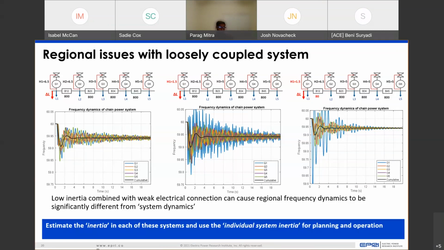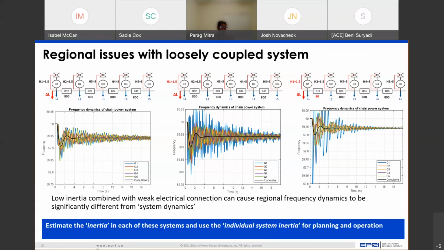Now let's get into what this regional issue with a loosely coupled system is. If you look at the system on the very left side, you will see that we have 5 generators connected through pretty strong transmission lines. The susceptance of these lines is around 800, which means it's a very strong connection, and all of them have similar inertia. Now, if I put a disturbance on the very end of the system, the frequency dynamics look like what you have in the plot below.